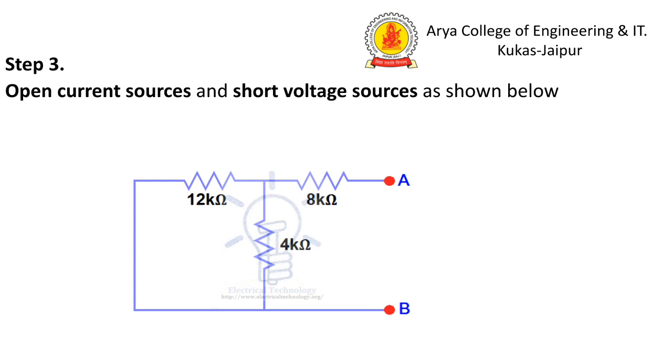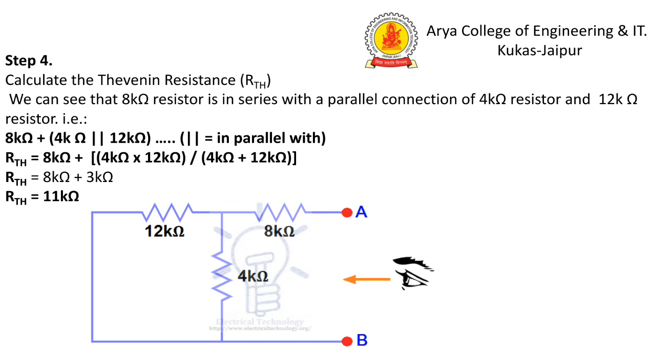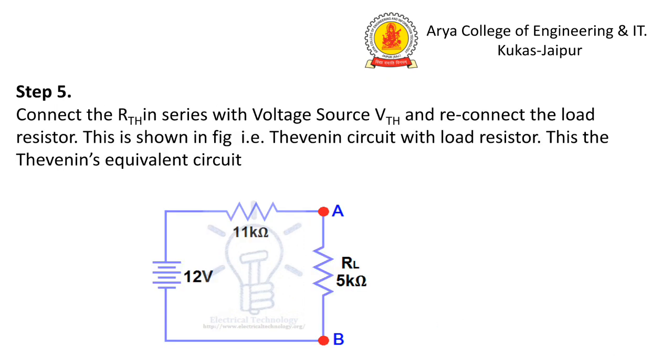Remove all energy sources. The current source is taken as an open circuit. The voltage source is taken as a short circuit with its internal resistance. Next, calculate the Rth, where the 12 kilo ohm and 4 kilo ohm resistances are in parallel with the series 8 kilo ohm. Then solving, Rth equals 11 kilo ohm.